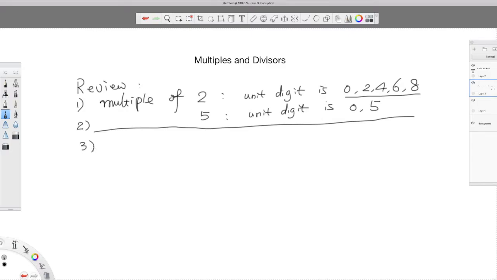And let's look at, instead of 2, let's think about 4, a multiple of 4. And the way we're using the unit digit, this thing is extendable. A number is a multiple of 4 if and only if the last 2 digits form a multiple of 4.